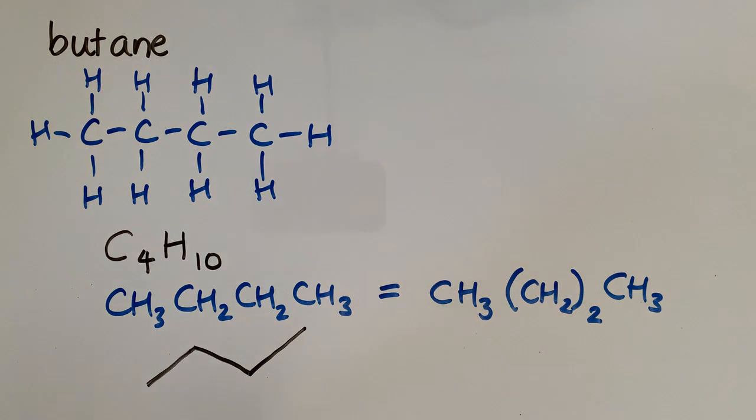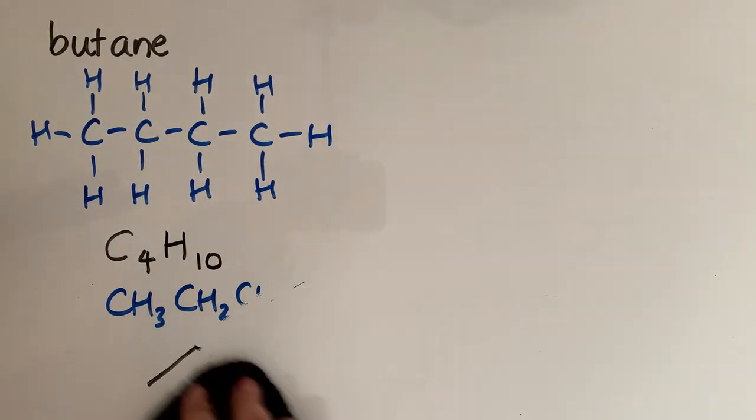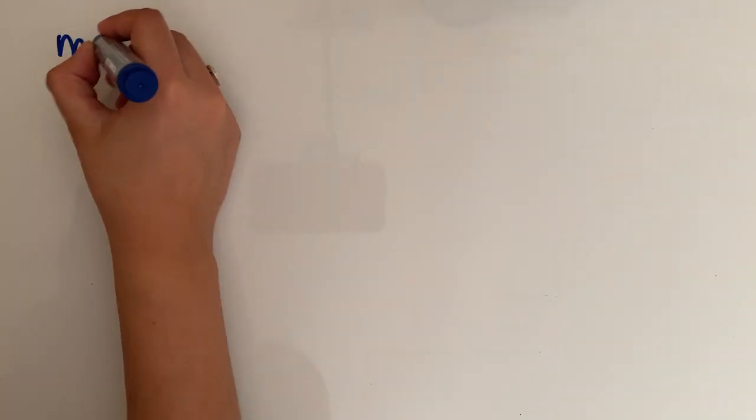Right, I'm not going to draw the rest of them out, but I am going to give you the names of them. So in terms of the names of the alkanes, if we have 1 carbon, it's called methane.